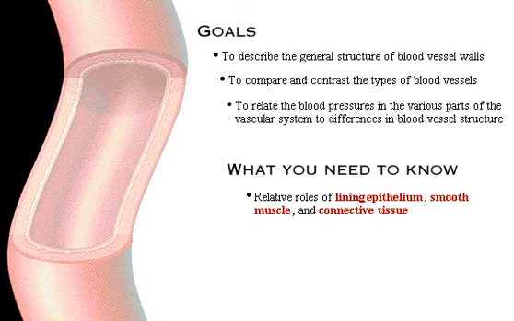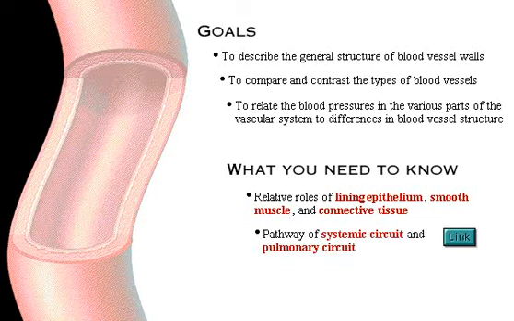The relative roles of lining epithelium, smooth muscle, and connective tissue. The pathway of systemic and pulmonary circuits. To see definitions of terms, click the bold red words.